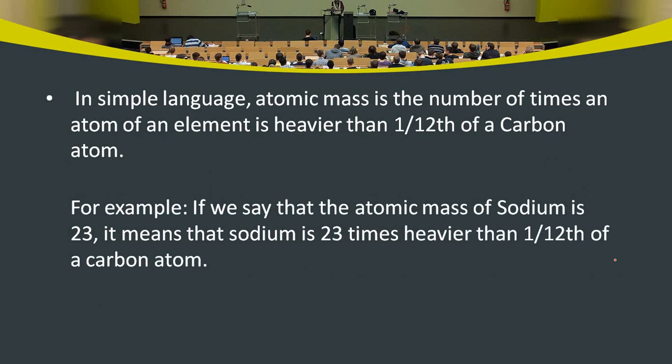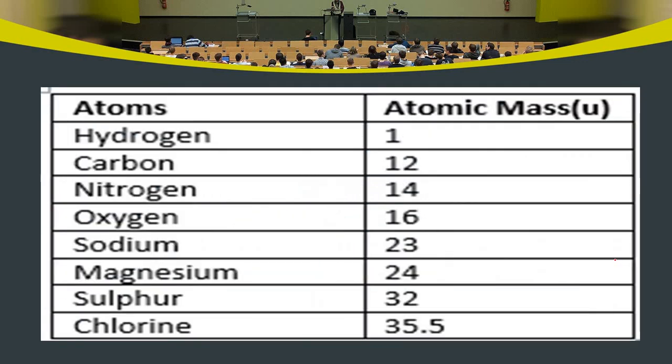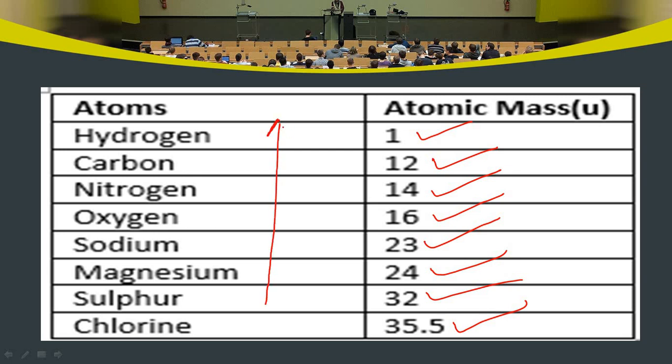In simple language, we can say that atomic mass of an element is the number of times an atom of an element is heavier than 1/12 of a carbon atom. We have already discussed this in the previous slide. So these are some examples of atomic mass. For example, hydrogen atomic mass is 1, carbon is 12, nitrogen is 14, oxygen is 16, sodium is 23, magnesium is 24, sulfur is 32, and chlorine is 35.5. As you keep practicing, you will remember it, because many times you have to know the molecular mass, atomic mass, and so many things we will study. So these atomic masses are required to solve the questions.